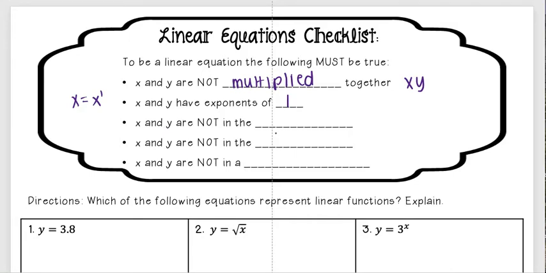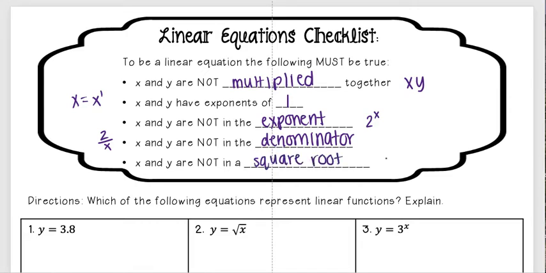X and y are not in the exponent. So I can't have like 2 to the x. That's not allowed. X and y are not in the denominator. So basically I couldn't have like a 2 over x here. And then lastly, x and y are not in a square root. So you couldn't have the square root of 3x.